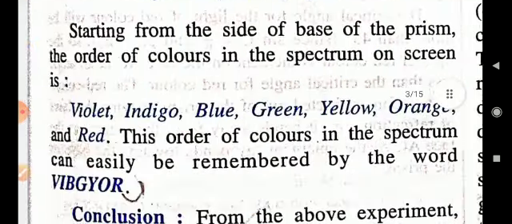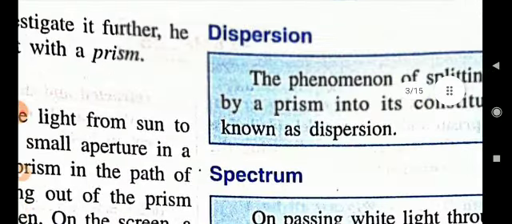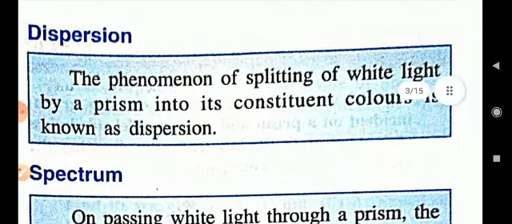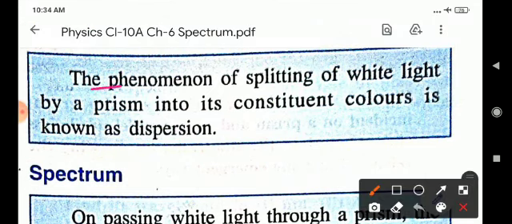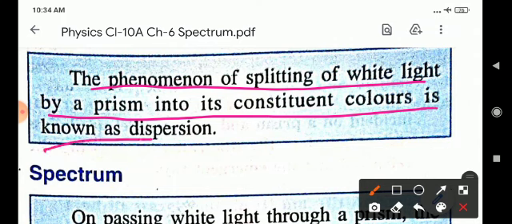Okay children, what is the meaning of dispersion of light? Very important part, dispersion of light. The phenomenon of splitting of white light by a prism into constituent colors is known as dispersion. Constituent colors means violet, indigo, blue, green, yellow, orange and red. These are the distinct colors. The phenomenon of splitting of white light by a prism into constituent colors is called the dispersion of light.